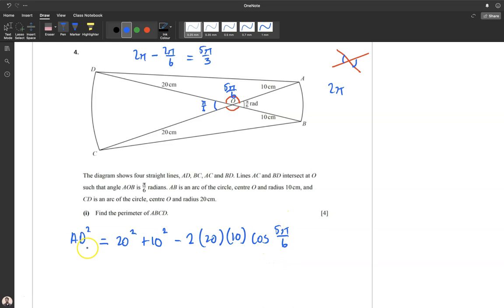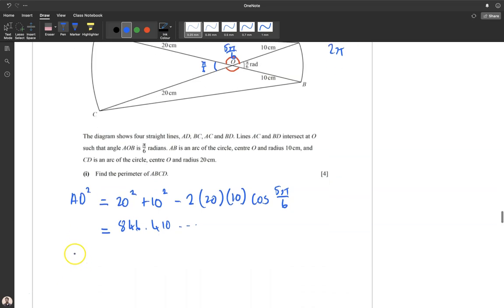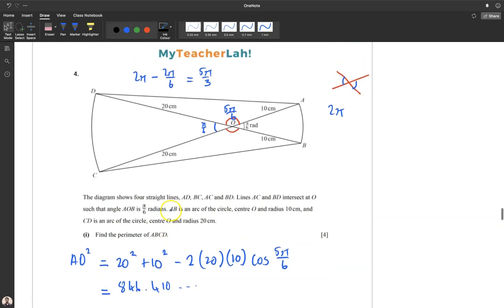Calculator must be in radians. Okay, and try to find this. This should give me about 846.410. All right, so this is AD squared. I need AD. Therefore, I'm just going to square root this entire thing, and I'm getting the value 29.1. I'm going to keep this value. Now that I've found the value of AD, BC should be the same.